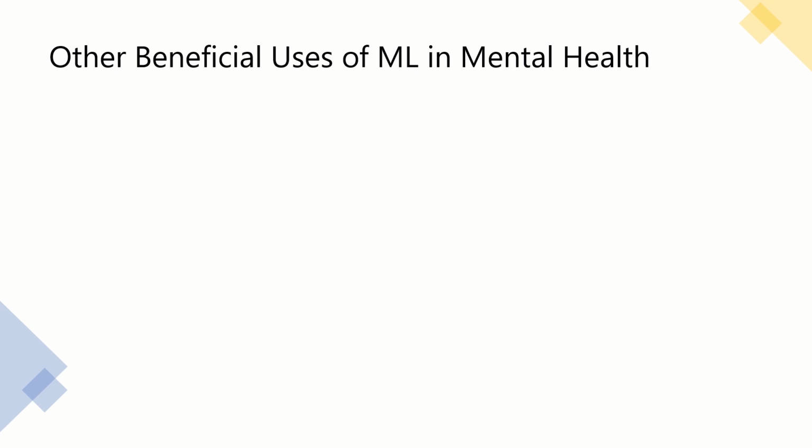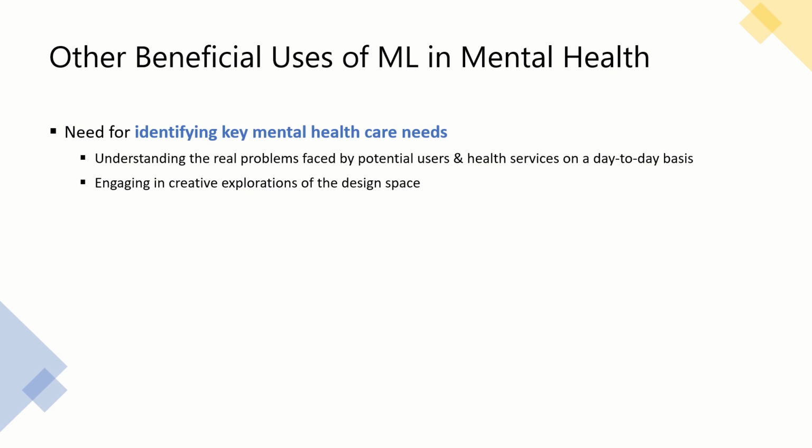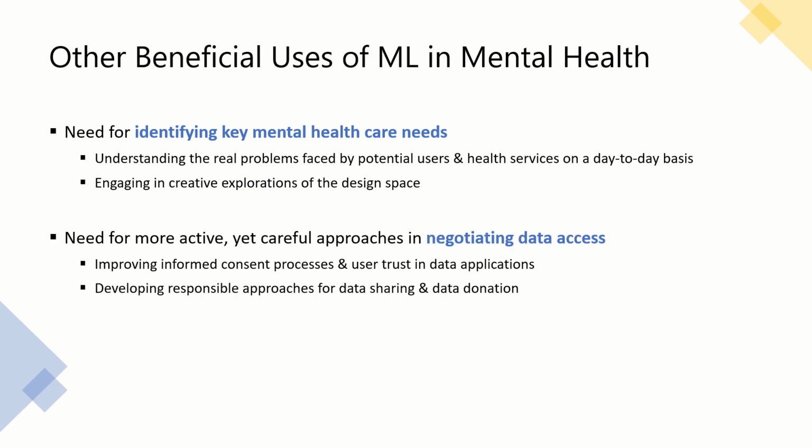To identify other, perhaps even more beneficial uses of machine learning for mental health requires the identification of key healthcare needs through a deeper engagement by researchers with the real problems that are faced by potential users and healthcare services on a day-to-day basis. Also needed are better approaches to negotiating data access by ensuring that people generally agree to and can trust researchers and data applications for the collection and processing of their sensitive information.